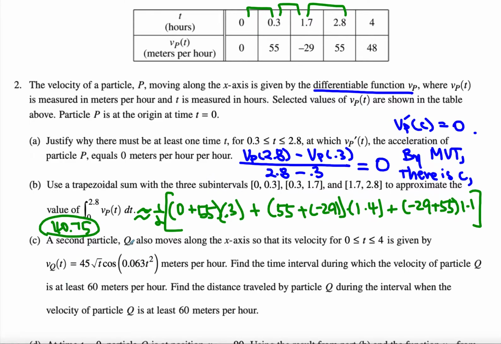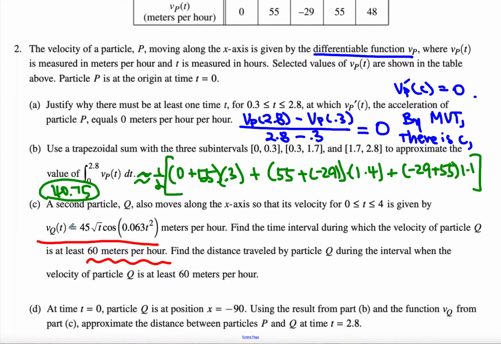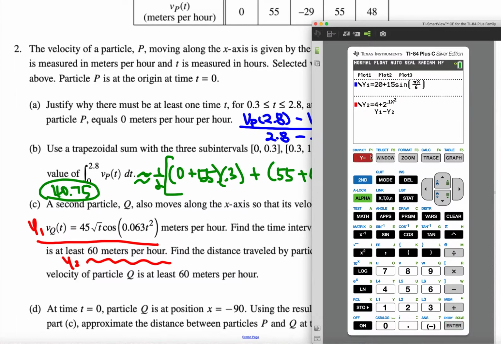The second particle Q also moves along the x-axis, so that its velocity from 0 to 4 is given by this expression. Okay, that's fine. Find the times in the interval during which the velocity of particle Q, which was given here, is at least 60 meters per hour. Basically, what we want to do is sketch this one, call this one y sub 1 and this one y sub 2, and then find the intersection. So let's try to do that. Then I'm going to take out the calculator here.